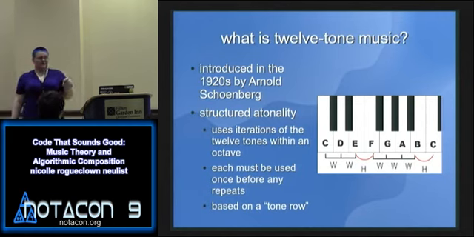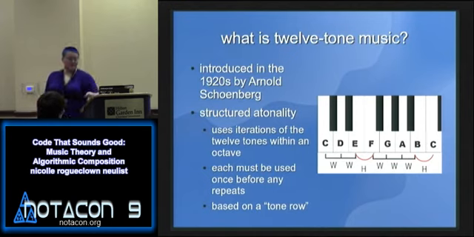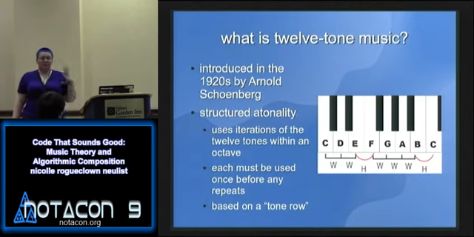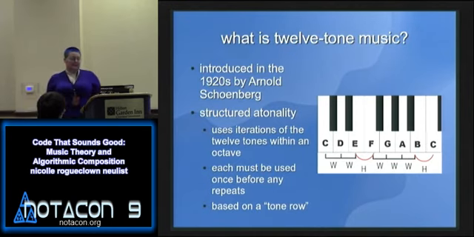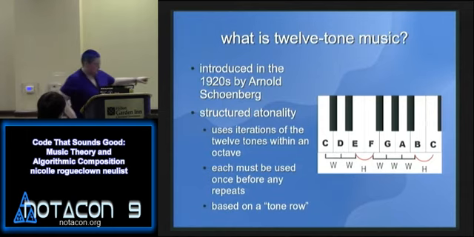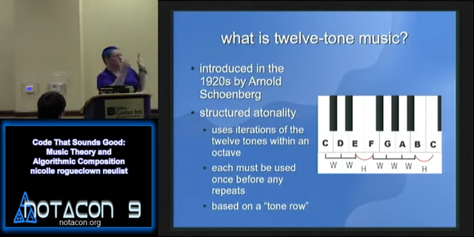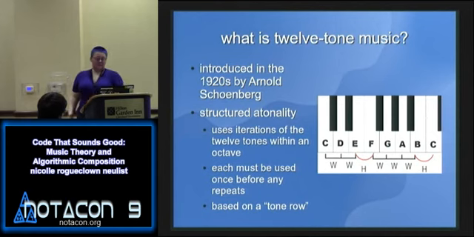So it's based on a tone row. You see there I've got the keyboard diagram of C up to C, using the white keys and the black keys. 1, 2, 3, 4, 5, 6, 7, 8, 9, 10, 11, 12. And then it repeats again. So you need to use all 12 of those in some order before you use it again.